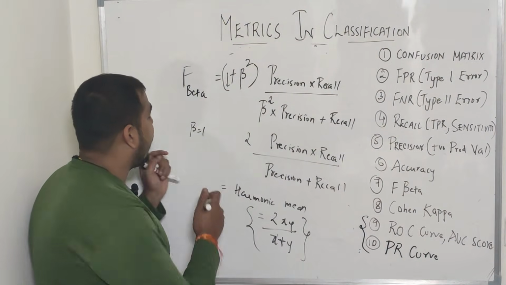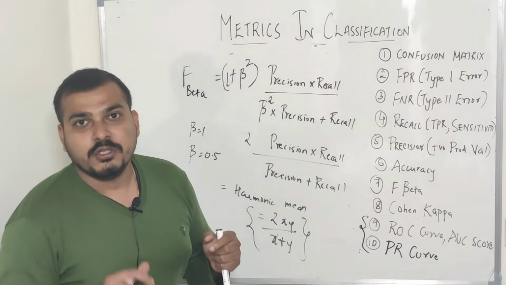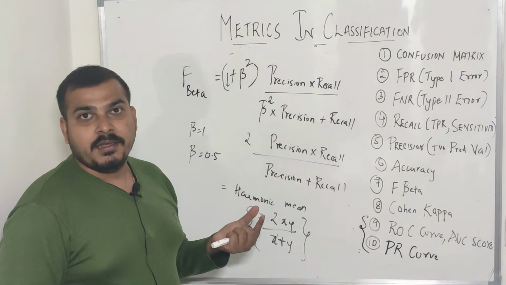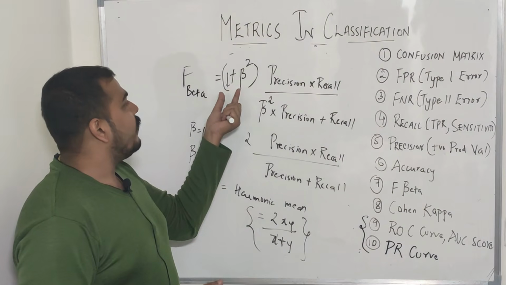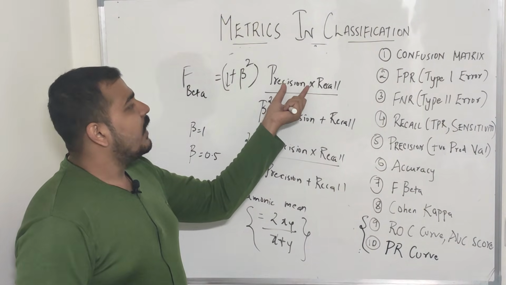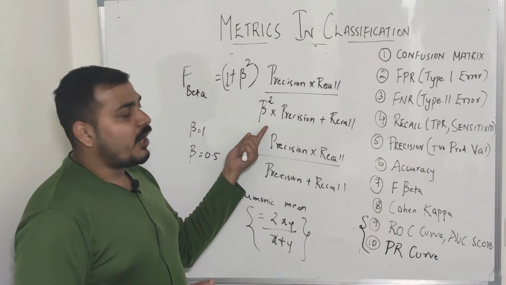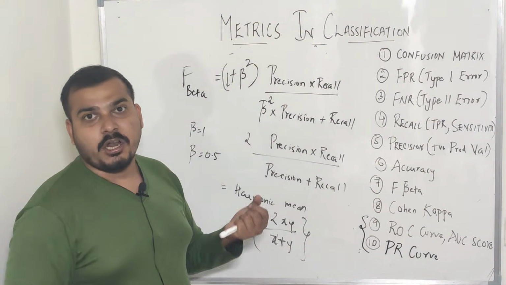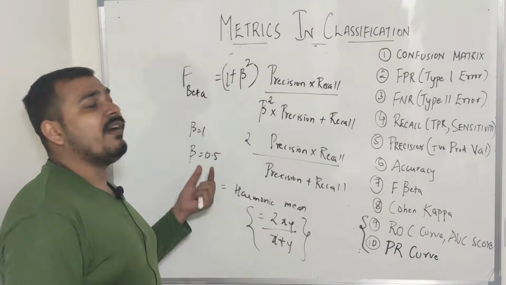At that time, you reduce your beta value to 0.5, between 0 to 1. Usually people select it as 0.5. At that time, this beta value will get converted to 0.5, so it will be 1 plus 0.25. This is nothing but 1.25 multiplied by precision into recall divided by 0.25 into precision plus recall. So whenever your false positive is more important, we reduce this beta value.